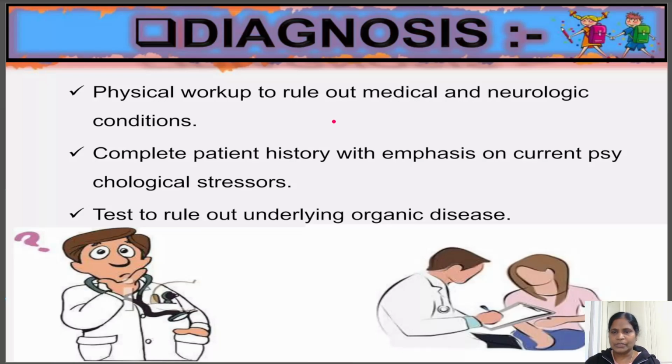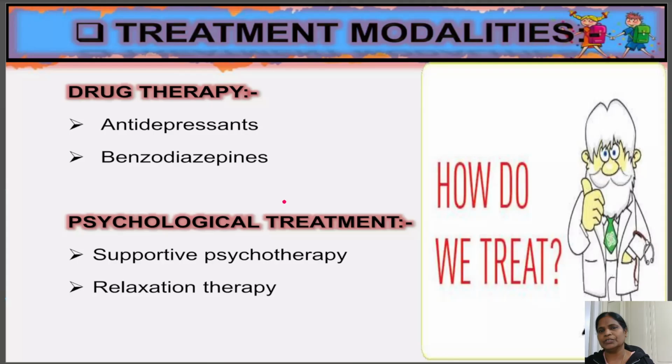Next, we'll look at the diagnosis part of it. Before we could categorize a person under somatoform disorder, we need to rule out if they're suffering with any physical or neurological illnesses by doing different blood tests, CT scans, MRIs, etc. We need to do all this, then come to a conclusion. Then we need to take a complete patient history: what are the different types of current psychological stressors they're having. Once the organic side is ruled out, then we can confirm the diagnosis, if that side is clear, that they're suffering with somatoform disorders.